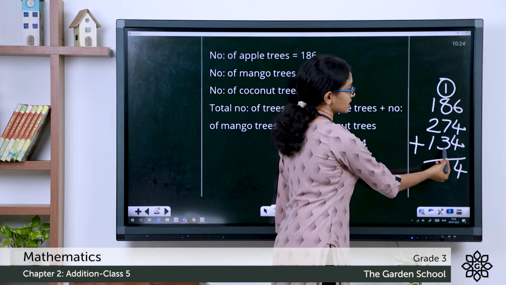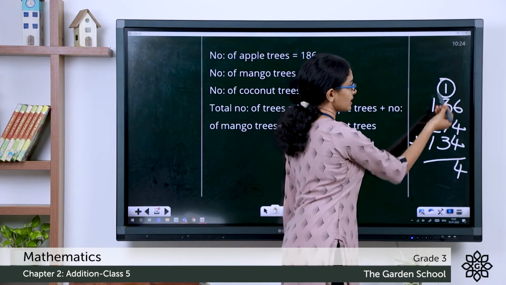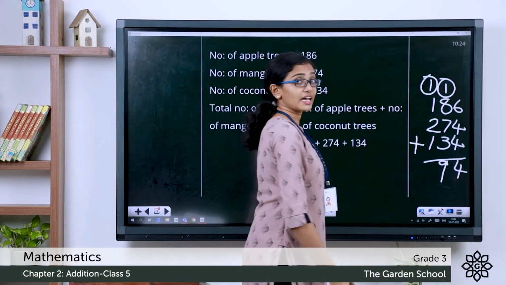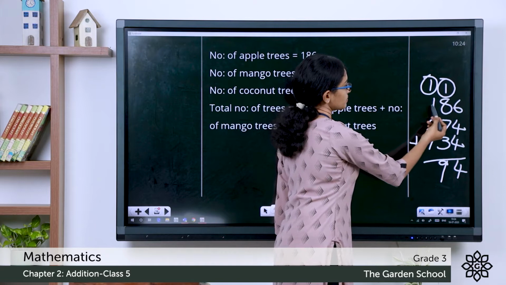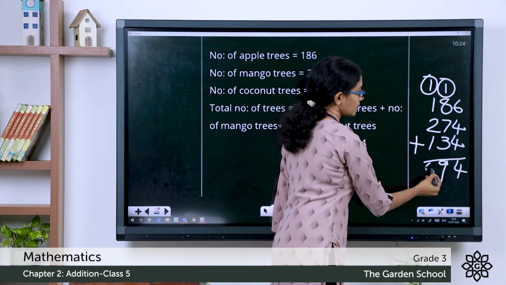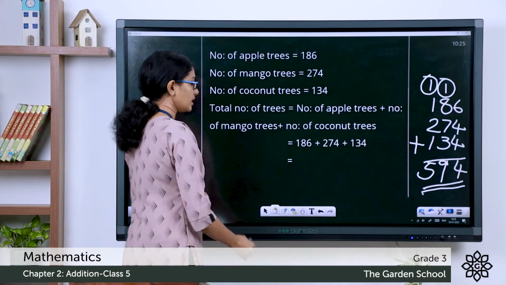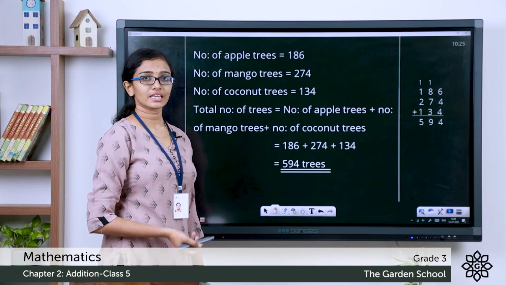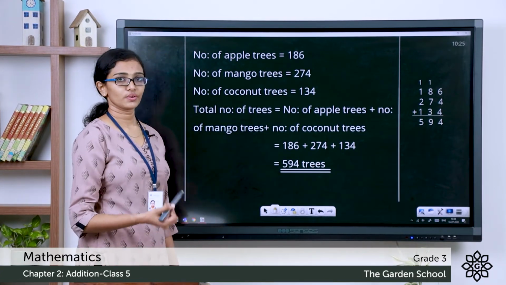So, here 3 plus 7, it is 10 plus 8, 18 plus 1, it's 19, plus the carryover 1 to the hundreds place. 1 plus 2, 3 plus 1, 4 plus 1, 5. So, what is the answer here? 594. So, the total number of trees in the orchard equal to 594 trees.